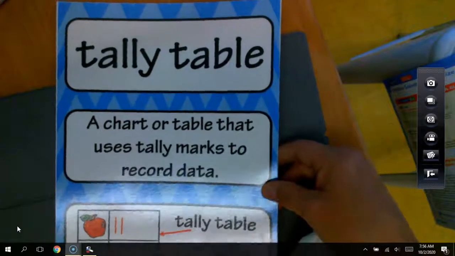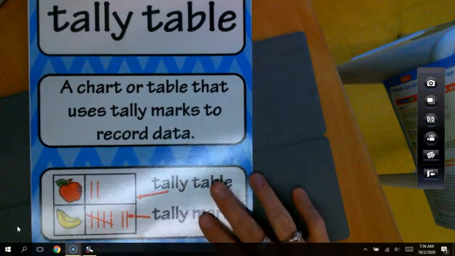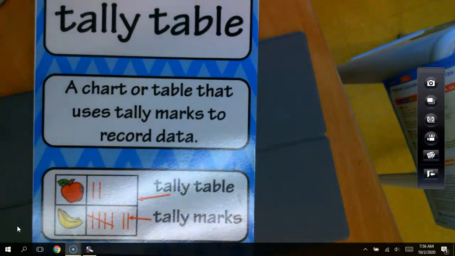So I told you that Chapter 2 is about representing and interpreting data. And Lesson 2.1, which is what we're going to get started on today, is problem solving and organizing the data. The first thing we are going to look at is a vocabulary word, and our vocabulary word is called a tally table. You might have seen this before in second grade, maybe first grade. A tally table is a chart or a table that uses tally marks to record data.